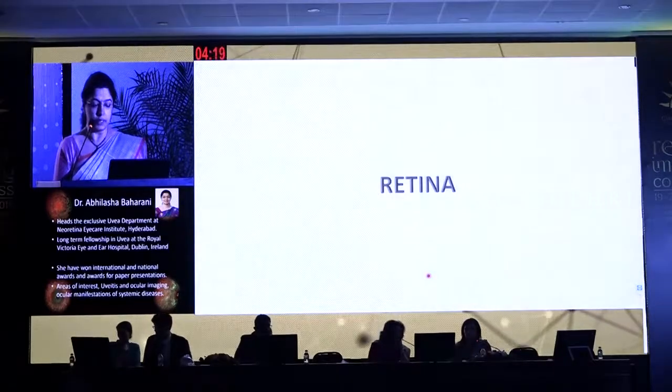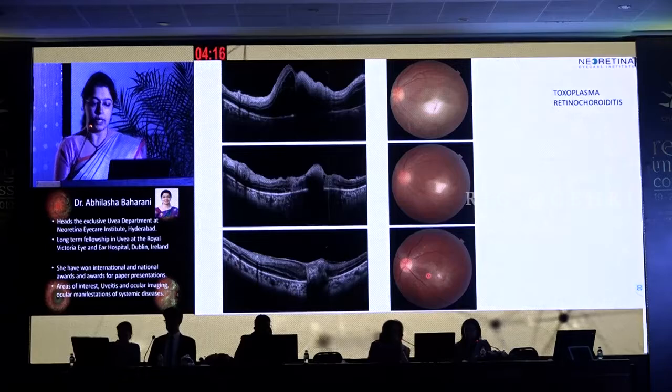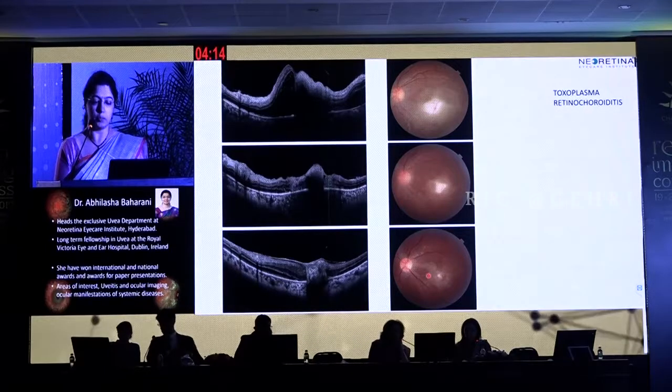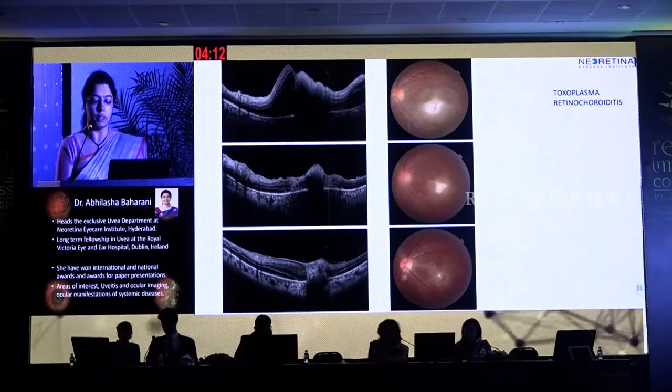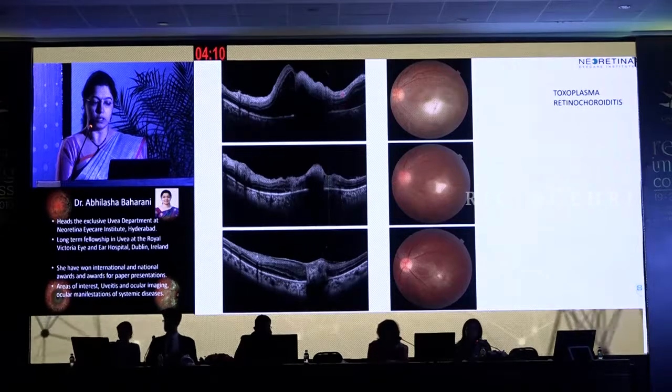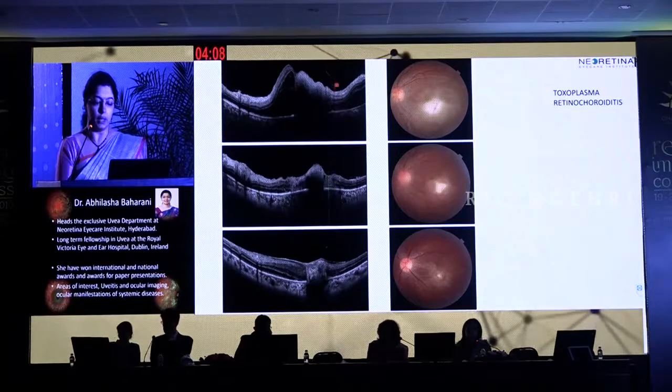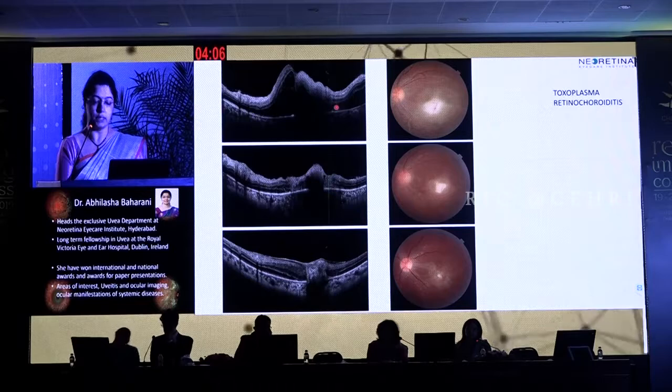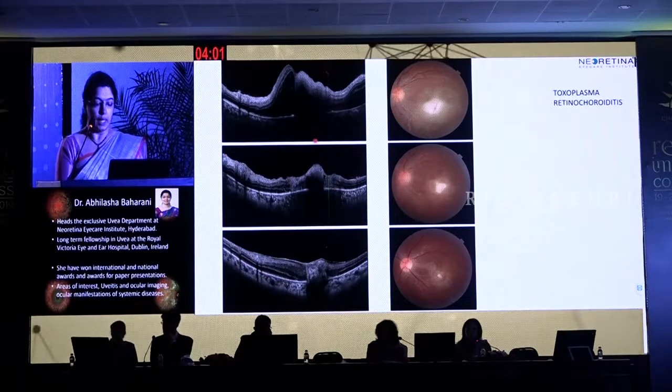Coming to features of the retina. So this is a case of primary acquired toxoplasma retinochoroiditis. So in toxoplasma retinochoroiditis, you see a thickened posterior hyaloid with increased reflectivity of all the retinal layers and marked shadowing. And this is as the lesion resolves.